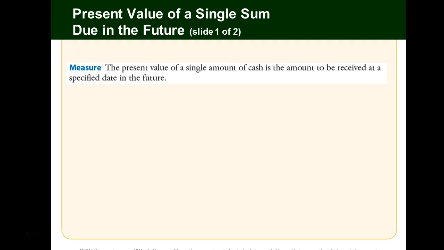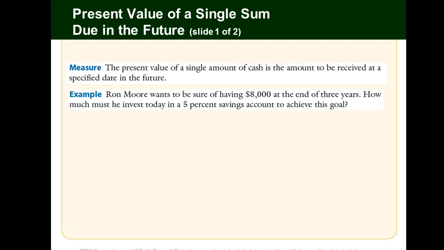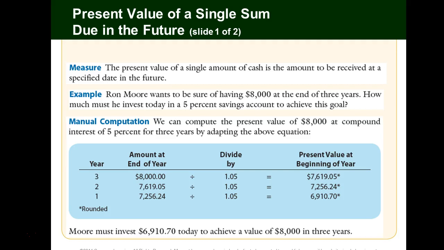The present value of a single amount of cash is the amount to be received at a specified date in the future. So here we've got Ronnie. Ronnie wants to make sure of having $8,000 at the end of 3 years. How much money does he need to invest today in a 5% savings account to achieve this goal? How are we going to figure this? So at the end of year 3, he wants $8,000. So we need to divide that $8,000 at a 5% rate, divide that by 1.05, which means at the beginning of year 3, he needs to have $7,619.05.